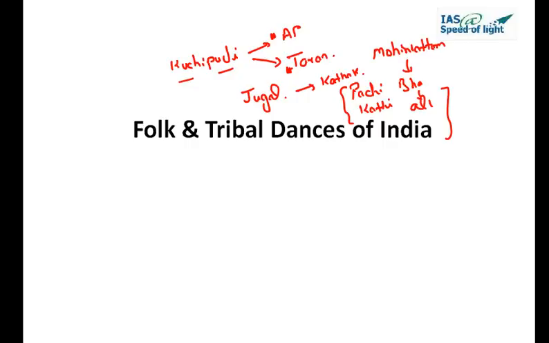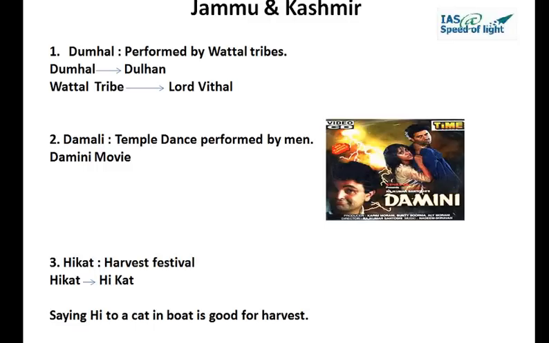Let's go now with the folk dances, and our first state is going to be Jammu and Kashmir. Our picture for Jammu and Kashmir, we already know, is a boat, a Dal Lake boat. Some of the important folk dances here, first one is Dumhal, which is very important. Dumhal is performed by Vattal tribes. Now how to remember this? From Dumhal we get Dulhan. Dulhan is a Hindi word for bride, a newlywed woman.